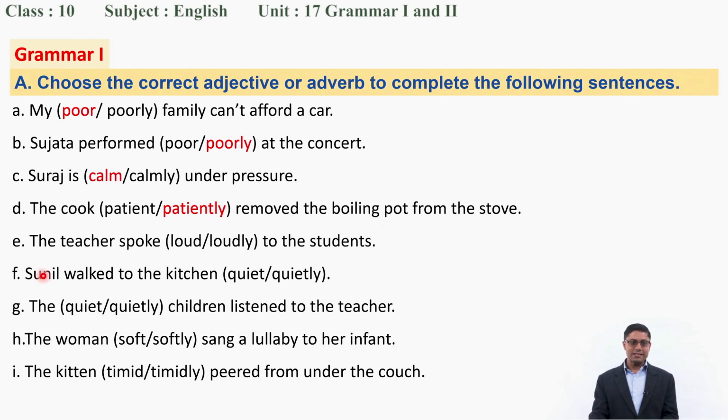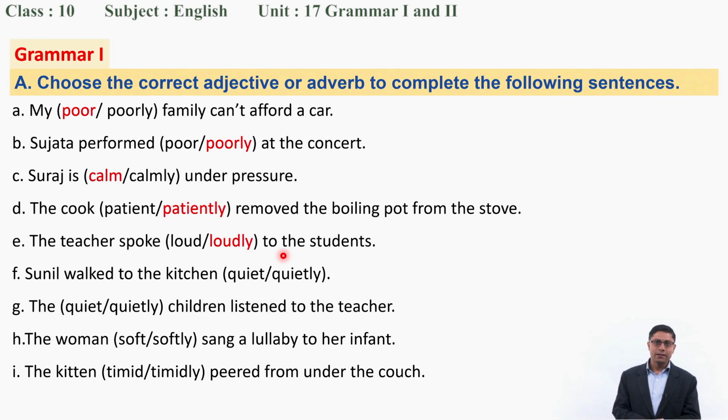Here the sentence is, the teacher spoke loudly to the students. So, how did the teacher speak? Loud or loudly? Exactly, loudly. We are talking about the manner the teacher spoke. That's why loudly. That's the right answer.